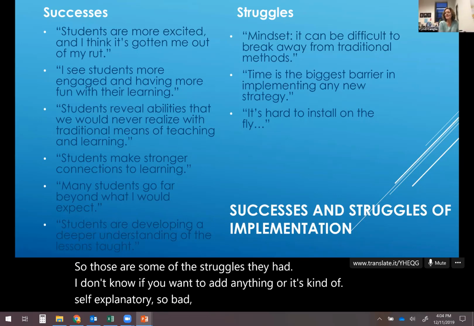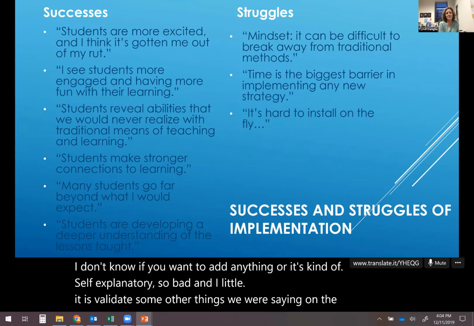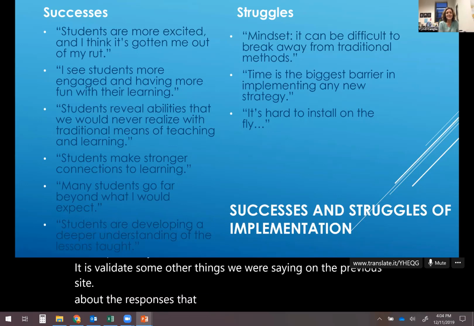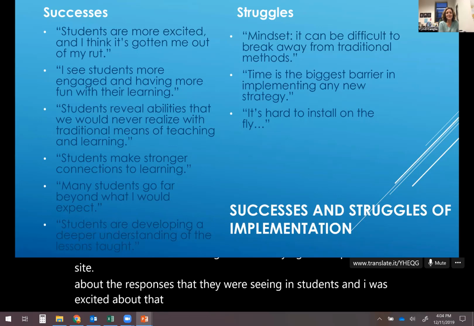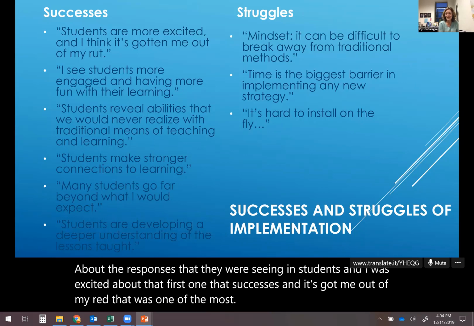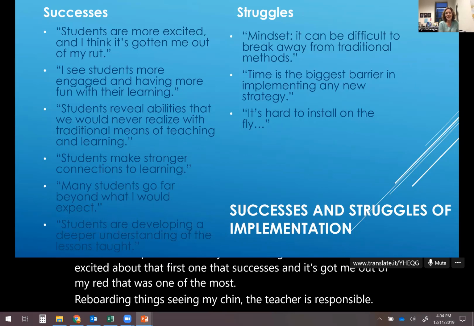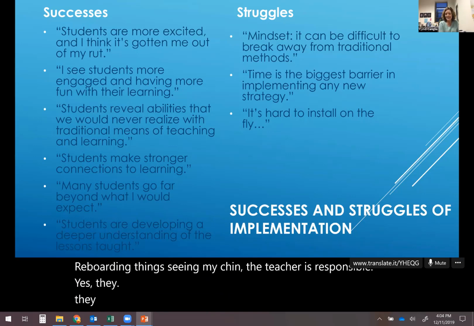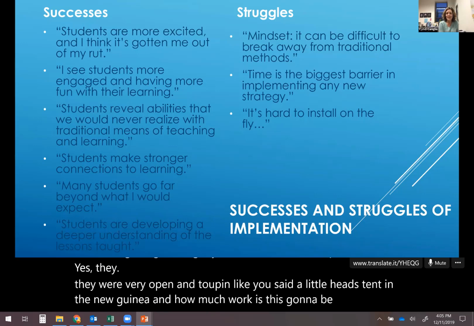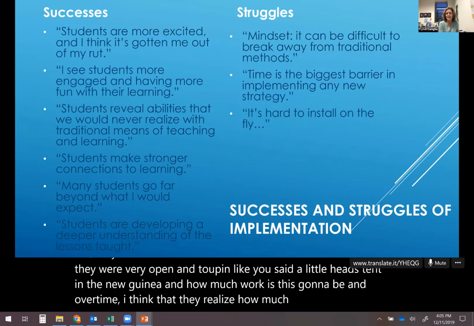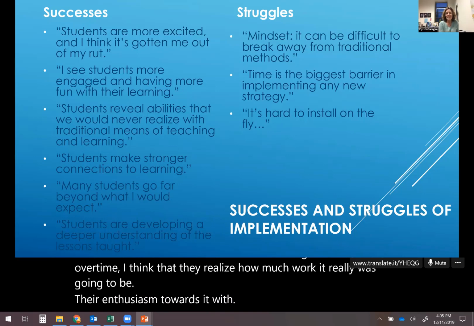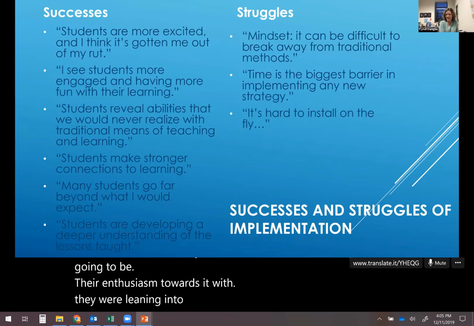A little bit, yeah. It just validates some of the things we were saying on the previous slide about the responses they were seeing in students. And I was excited about that first one, the successes. It's gotten me out of my rut. That was one of the most rewarding things to see in watching the teachers' response to this journey. They were very open, but like you said, a little hesitant in the beginning, wondering how much work this is going to be. And over time, I think they realized how much work it really was going to be, but their enthusiasm towards it was different. They were leaning into it instead of leaning back from it.